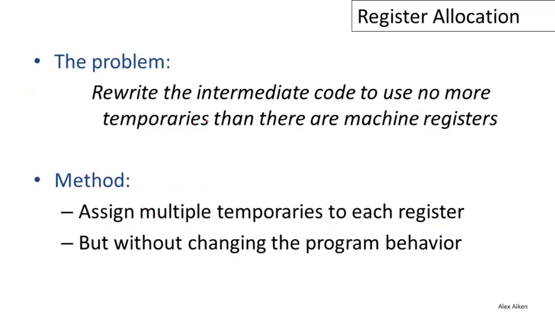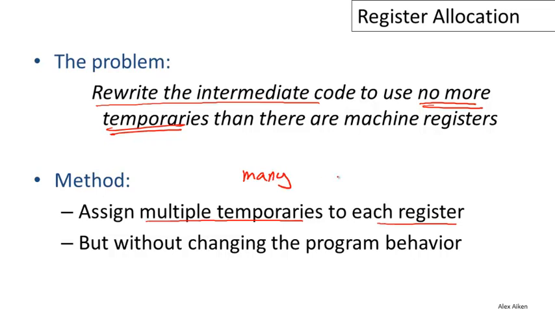The problem then is to rewrite the intermediate code to use no more temporaries than there are machine registers. And the way we're going to do that is we're going to assign multiple temporaries to each register. So we're going to have a many-to-one mapping from temporaries to registers. Okay?